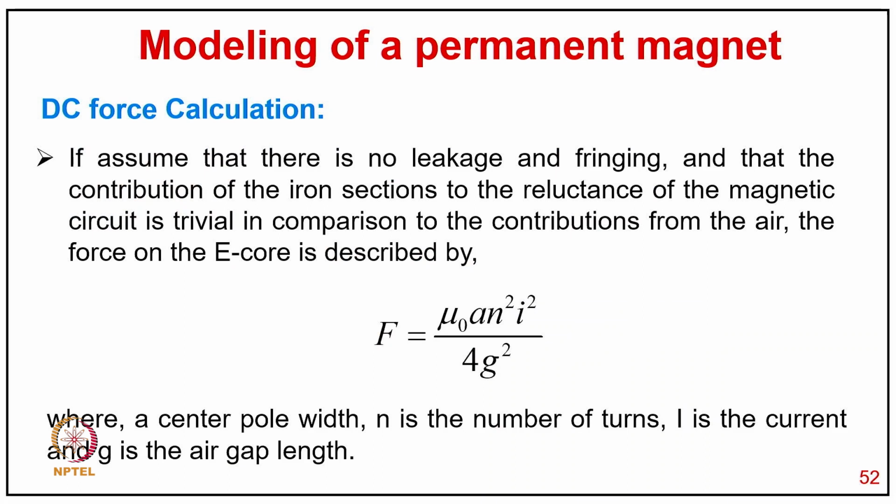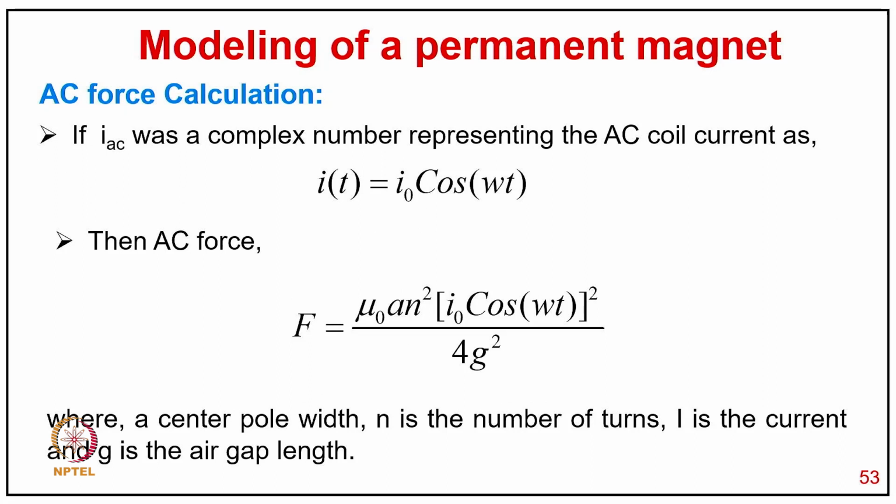Now coming to DC force calculation. If I assume that there is no leakage and fringing, and that the contribution of the iron sections to the reluctance of the magnetic circuit is trivial in comparison to the contribution of air, the force on the E core is described as F equal to mu 0 A N square I square divided by 4 G square, where A is the center pole width, N is the number of turns, I is the current, and G is the air gap length. If I AC is the complex number representing the AC coil current, so I equal to I0 cos omega t, the AC force will be F equal to mu 0 A N square (I0 cos omega t) square divided by 4 G square, where A is the pole width, N is the number of turns, I is the current, and G is the gap length.